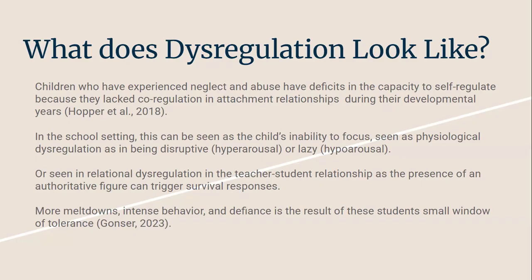This can also be seen in relational dysregulation if in this teacher-student relationship or any staff adult and student relationship, as the presence of someone in authority can trigger those survival responses that that child has. This means in schools, we're seeing more kids experiencing more meltdowns, we're seeing more intense behavior, and we're even seeing defiance from kids. And that's because these kids have a very small window of tolerance. They were not able to expand that tolerance because of trauma.